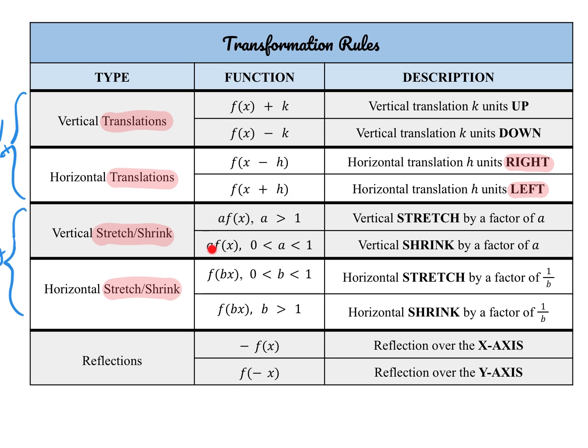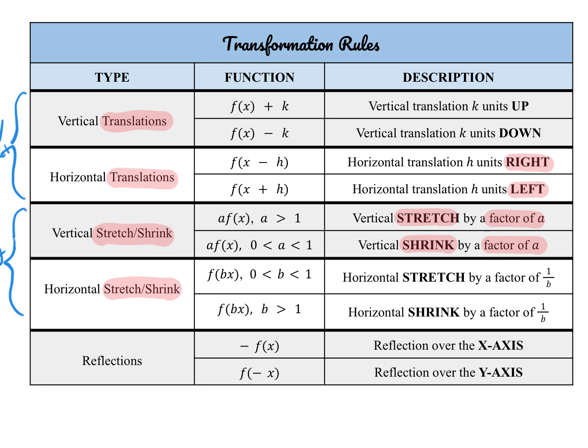If you're multiplying out front, it affects the y values, which means it's a vertical stretch or shrink. Now, if that a value is bigger than 1, we call it a vertical stretch by a factor of a, and if the a value is between 0 and 1, we call it a vertical shrink by a factor of a. You'll notice that the a value is always positive. If there is a negative, that's actually a separate type of transformation, a reflection, which we'll talk about in a second.